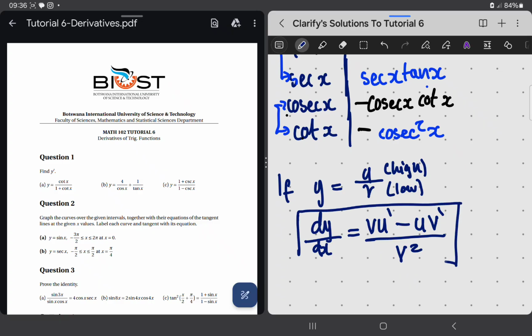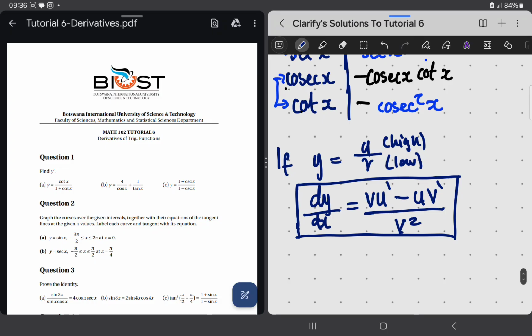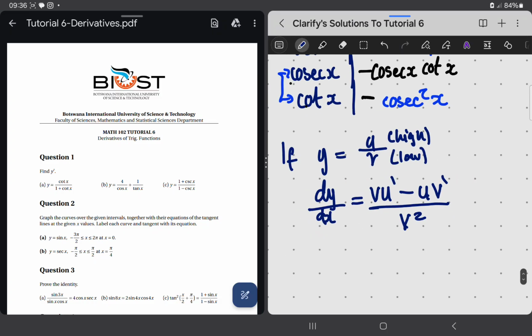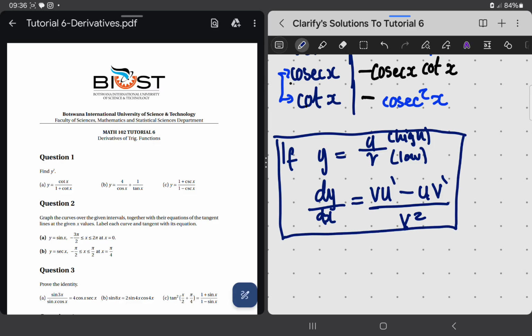Remember, it's low d high, low is v, d high is the derivative of the top, minus high u, d low, which is the derivative of the bottom, over square the bottom. This is going to be it. And here is your quotient rule, and these are the things we need to answer this, and we'll be done. So I'm not going to start answering now; in the next video we will get to it. Goodbye for now.